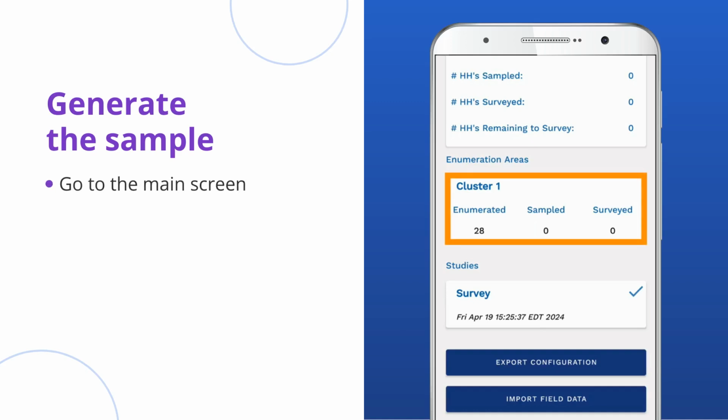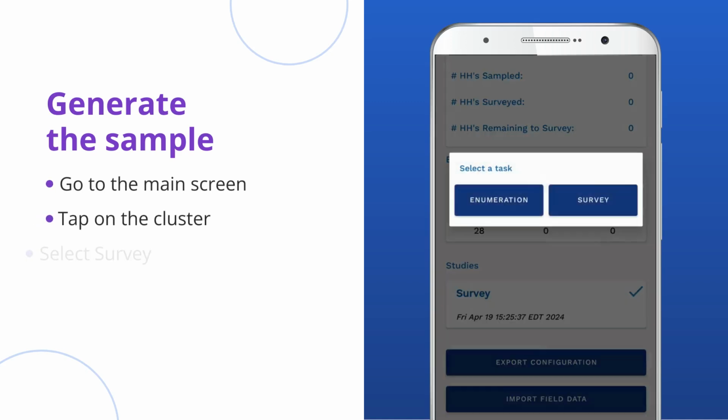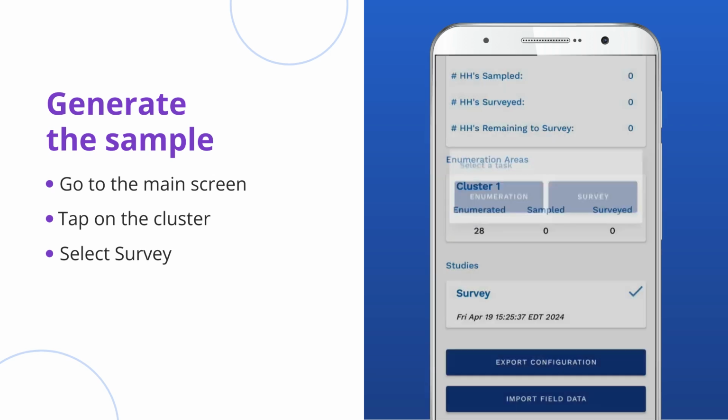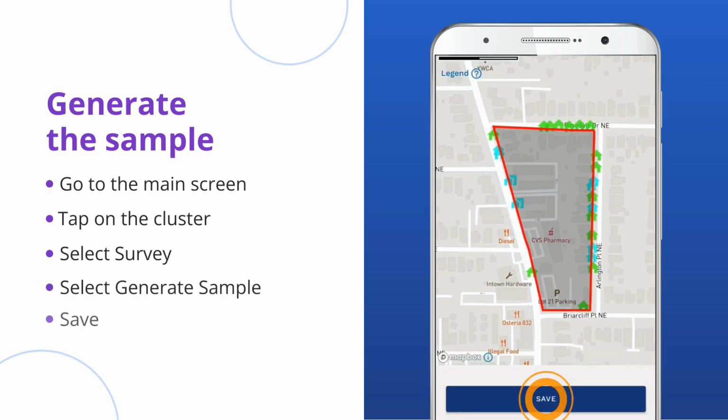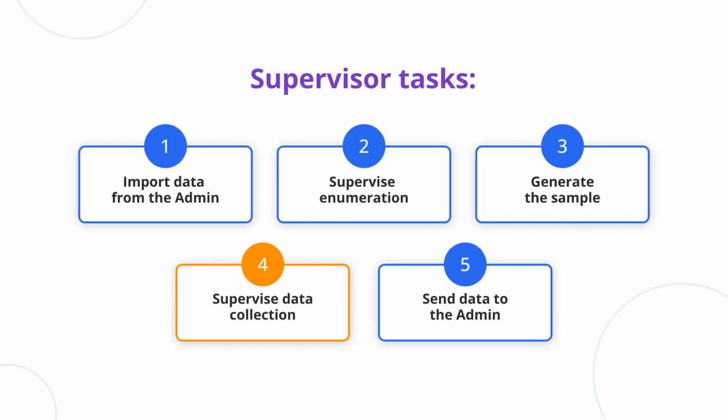To do this, at the main screen, tap on the specific cluster. Next, select Survey. Select Generate Sample. And then Save. Now you can assign teams and supervise the data collection.